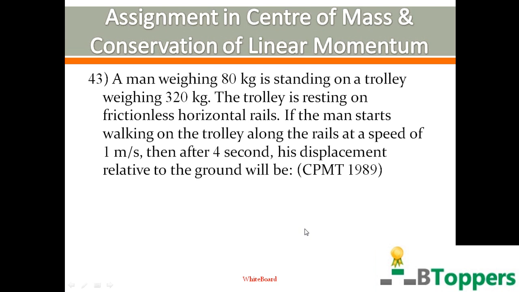See question number 43. A man weighing 80 kg is standing on a trolley weighing 320 kg. The trolley is resting on frictionless horizontal rails. The man starts walking on the trolley at a speed of 1 meter per second. Then after 4 seconds, his displacement relative to the ground will be. That means the 1 meter per second is actually the velocity of the man relative to the trolley.